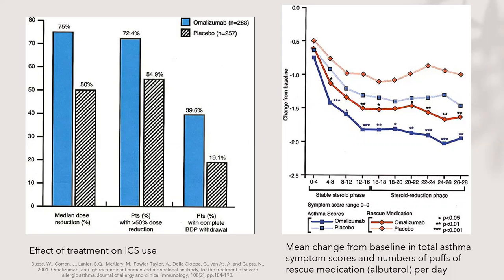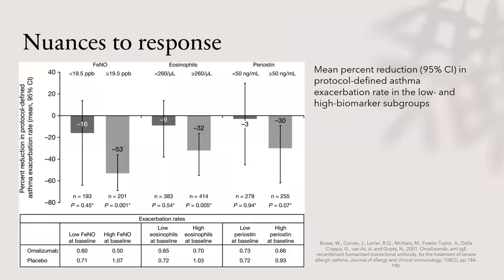There is one part of this where I wanted to emphasize some nuances. One of the things I mentioned earlier was that, when you're looking at them from a phenotypic standpoint, even if you identify someone as having allergic asthma, remember there were limitations to that. There was a heterogeneous response we talked about in the earlier slides. And then even on an endotypic level, there are also nuances to response.